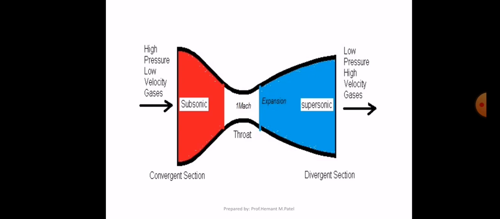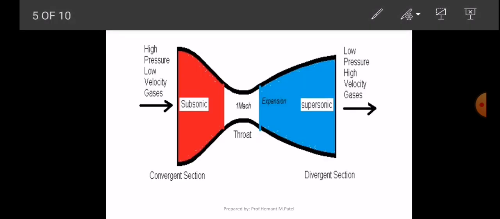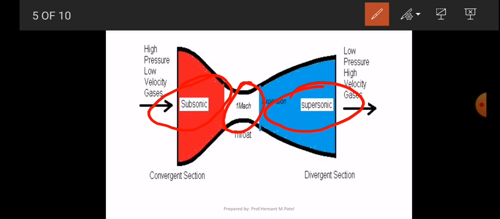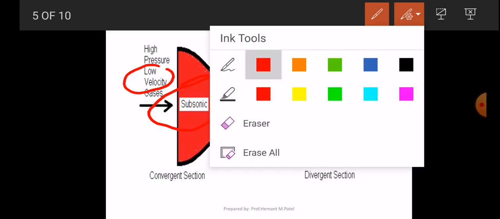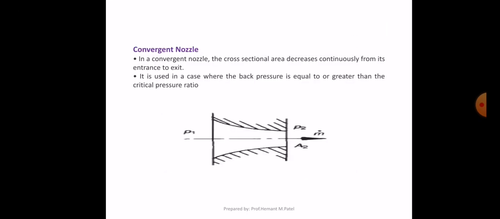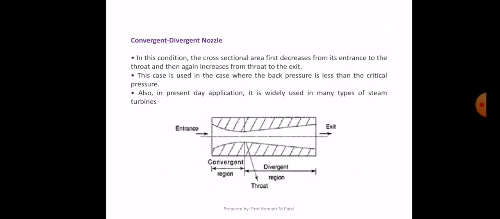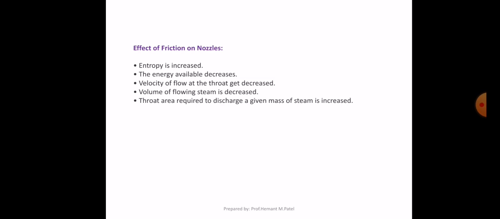This is the subsonic velocity, supersonic, and sonic velocity, right? So here Mach number is equal to 1, less than 1, and greater than 1. So from here we have low velocity, and at the exit we are getting high velocity. So generally we can say that we are using the nozzle for getting high velocity. And these are the effects of friction on nozzles, right?